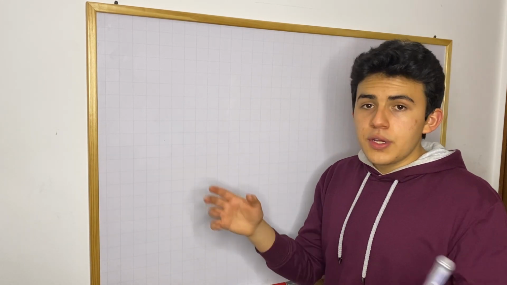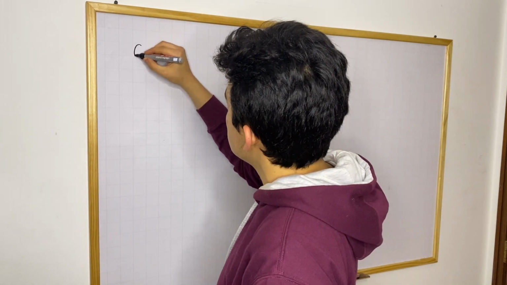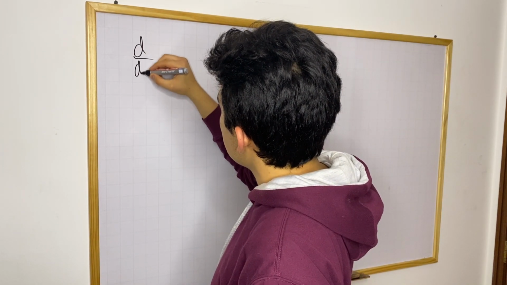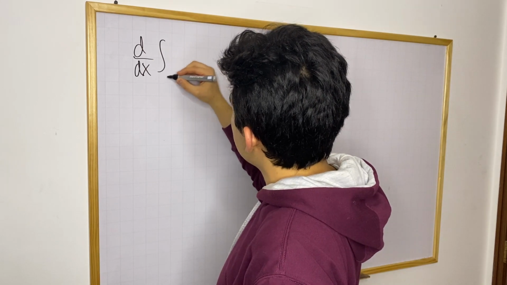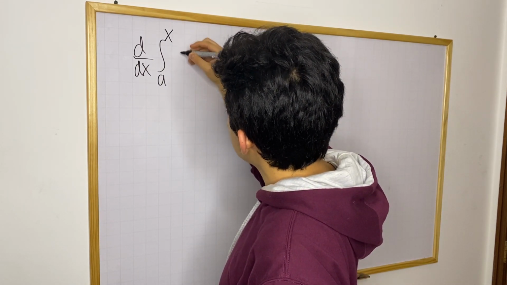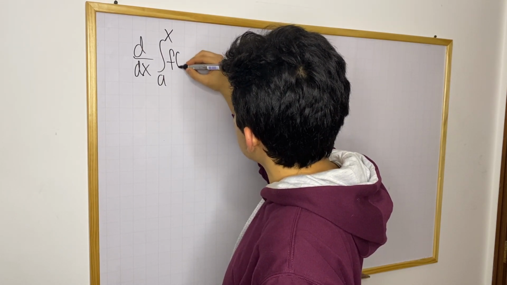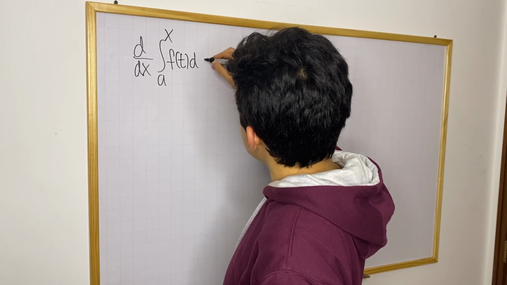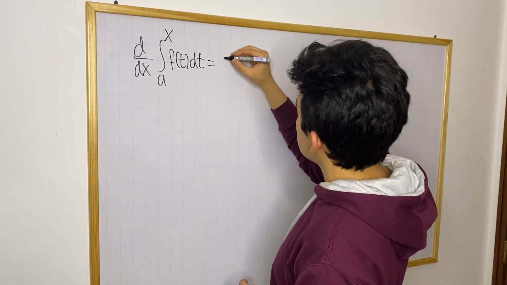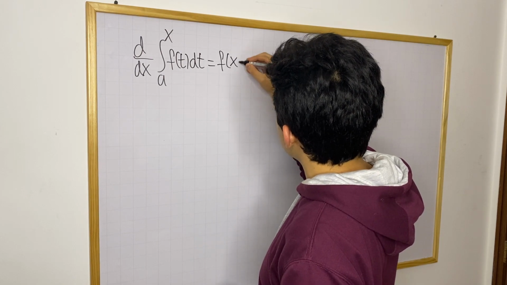So let's first recall that the FTC2 says that if we take the derivative d over dx of the integral from a to x of the dummy function f of t dt, this derivative is going to be equal to f of x.